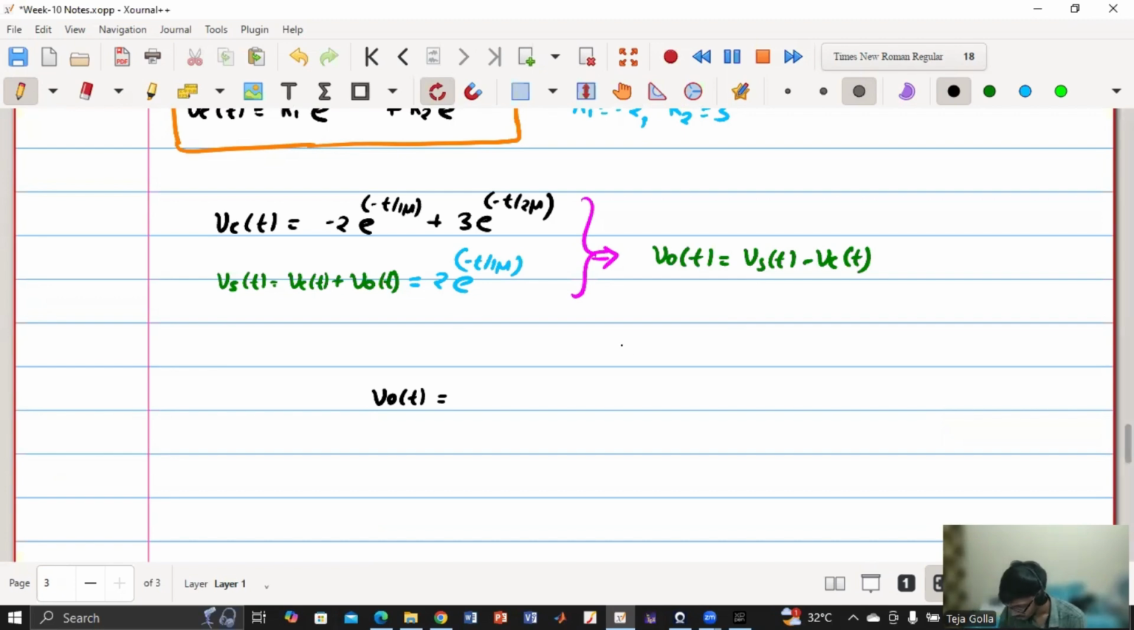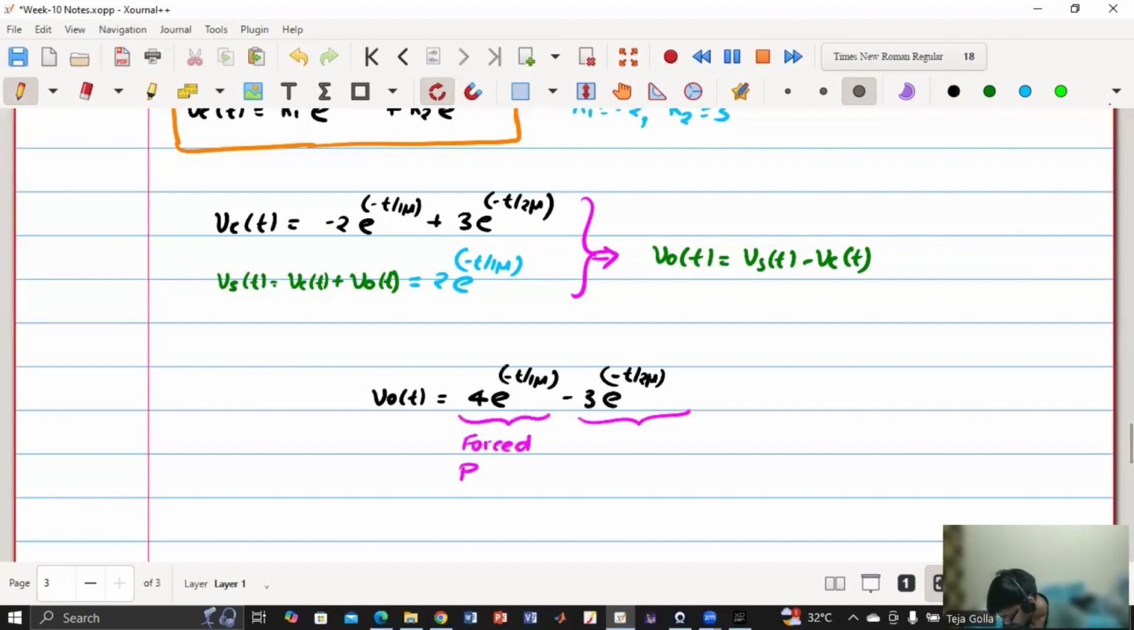4. Yeah, Roshan, you are right. So first coefficient will be 4. Next will be minus 3. So 4 into e to the power minus t by 1 micro minus 3 into e to the power minus t by 2 micro. If this meeting ends, kindly join back. So now this is forced response, right? Because it's a scale factor of the input. And this is natural response.